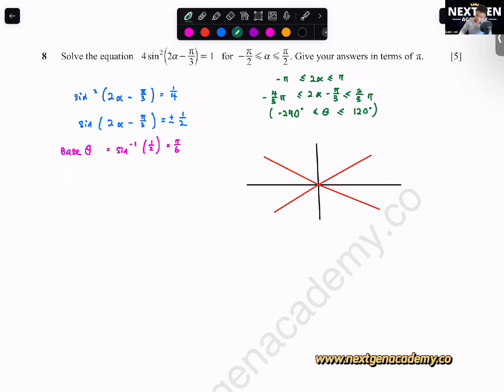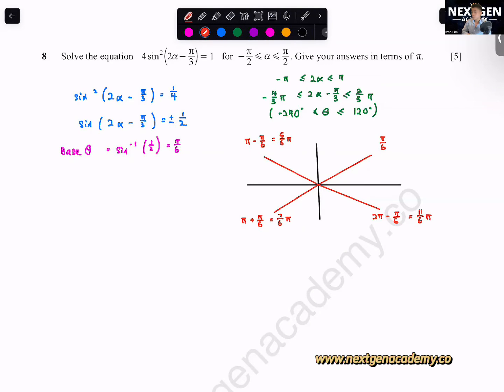Okay, so now let's write down the values. So this one will be pi over 6. I'll just base it on 0 to 2 pi first. This will be pi minus pi over 6, which is 5 over 6 pi. This will be pi plus your base angle, pi plus pi over 6, which is 7 over 6 pi. Then here is 2 pi minus pi over 6, which is 2 minus 1 over 6, 11 over 6 pi. Okay, so I got these 4 values here.